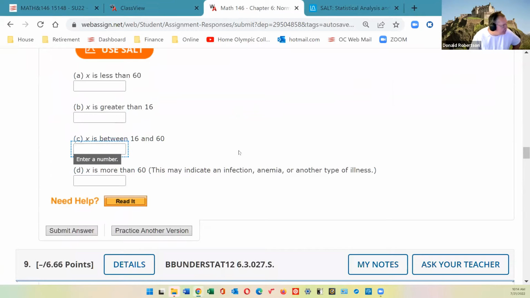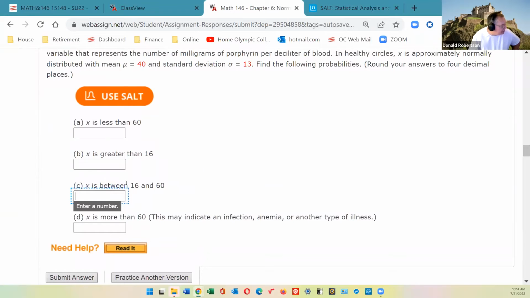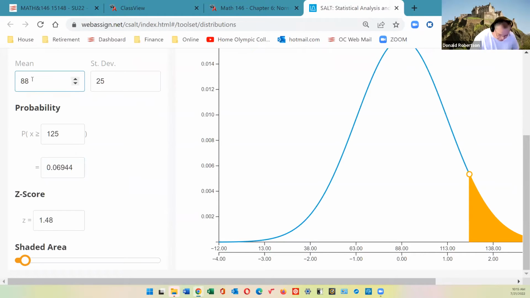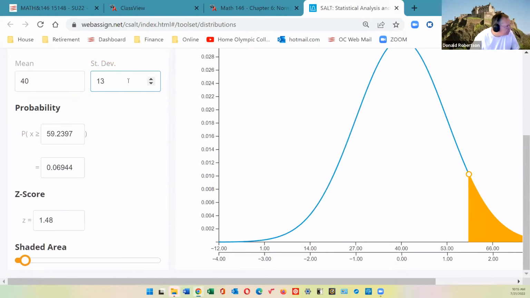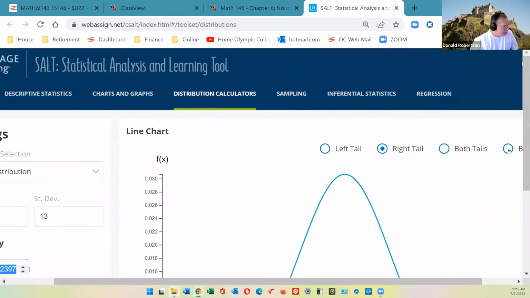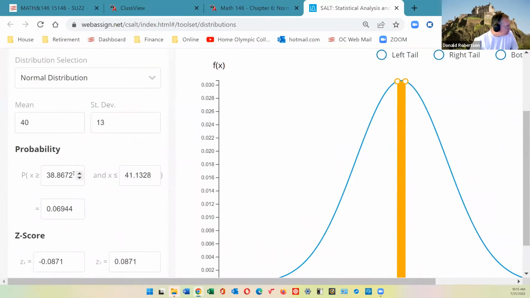I think I'm going to do these two. Let's do what percentage of people, right? What's the chance that your level is in this range here? So 40, 13, and they want 16 to 60. Right. So for this properin stuff, the typical mean value is 40, and the standard deviation is 13. And we want to know a between. So I'll pick the between choice. And that means it has to be greater than 16.